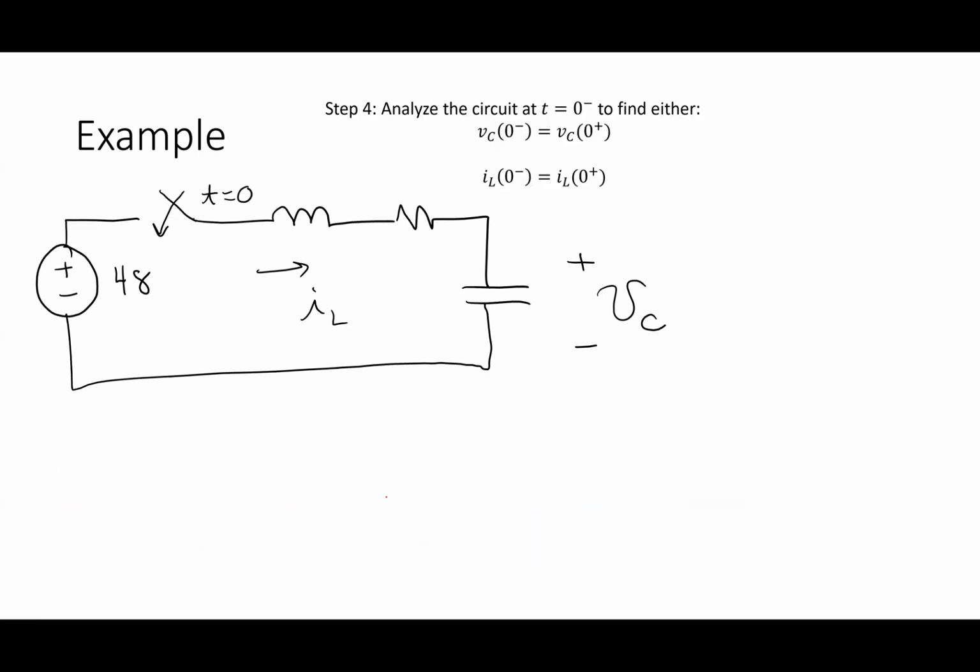All right. Step 4 is easy. We already did this for ourselves, actually. I said, find VC of 0 plus and IL of 0 plus. I gave you the numbers for these.